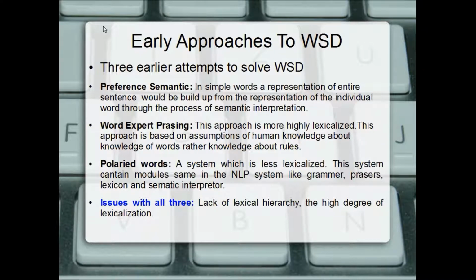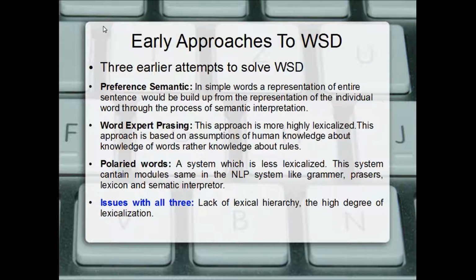First one was preference semantics. In simple words, a representation of the entire sentence would be built up from representations of individual words through the process of semantic interpretation. The second was word expert parsing. This approach is more highly lexicalized. This approach is based on the assumption of human knowledge about knowledge of words rather than knowledge about tools.